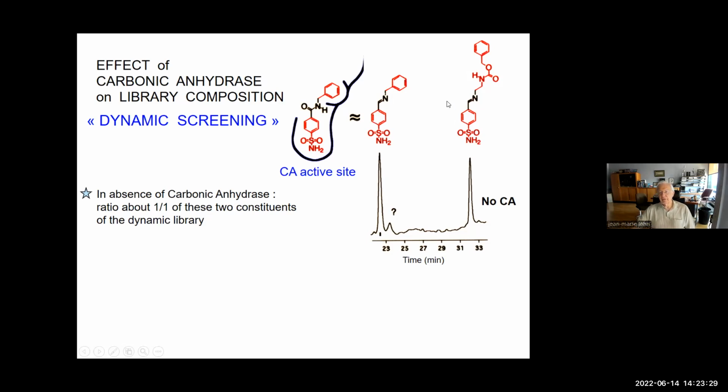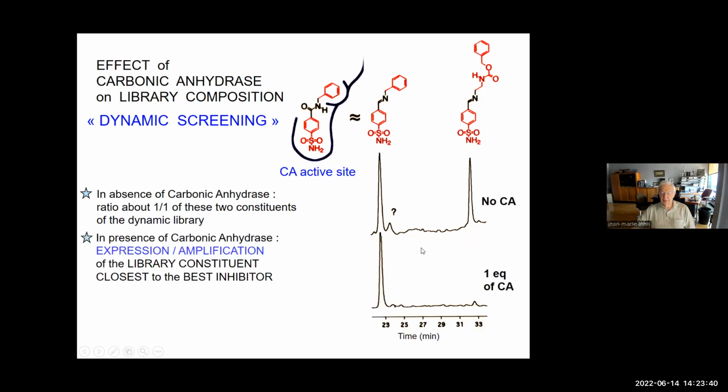So if we now compare these 2 constituents in the absence of carbonic anhydrase, they are about the same intensity. And if we now add carbonic anhydrase, you see that the one which is closest to the good inhibitor is amplified with respect to the other one.